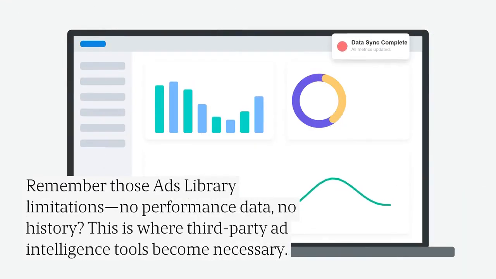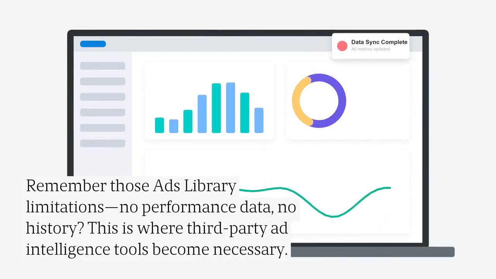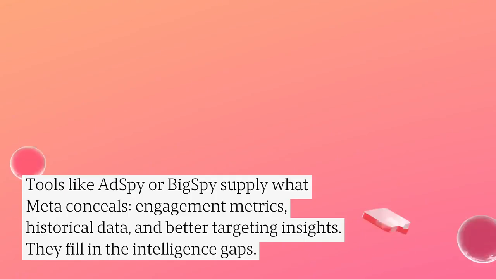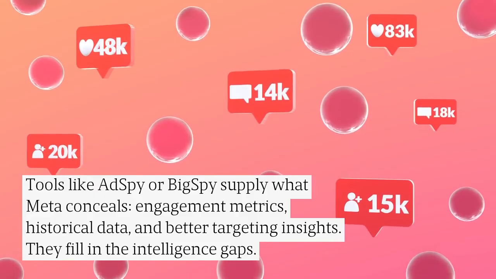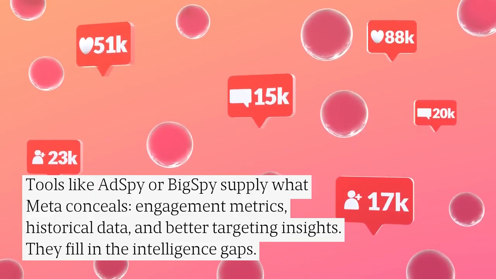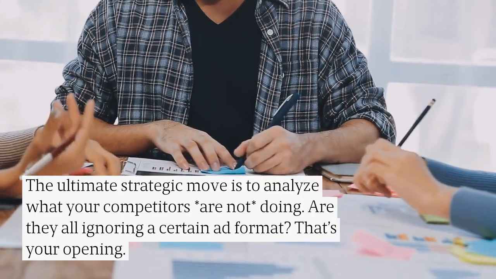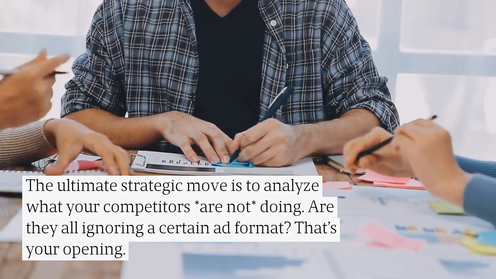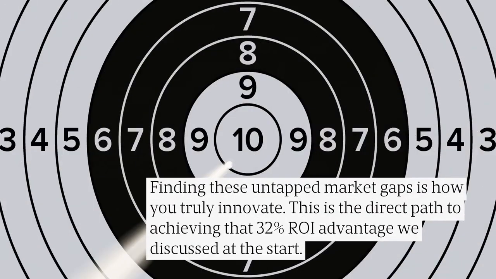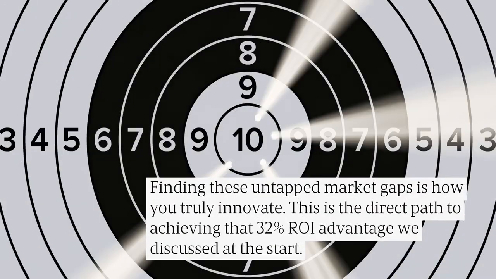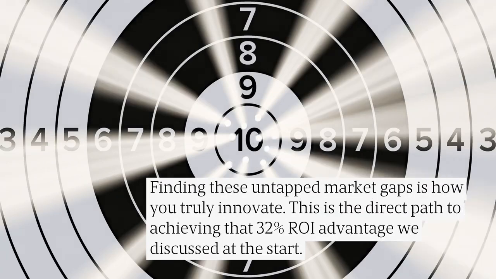Remember those ads library limitations? No performance data, no history? This is where third-party ad intelligence tools become necessary. Tools like AdSpy or BigSpy supply what Meta conceals: engagement metrics, historical data, and better targeting insights. They fill in the intelligence gaps. The ultimate strategic move is to analyze what your competitors are not doing. Are they all ignoring a certain ad format? That's your opening. Finding these untapped market gaps is how you truly innovate. This is the direct path to achieving that 32% ROI advantage we discussed at the start.